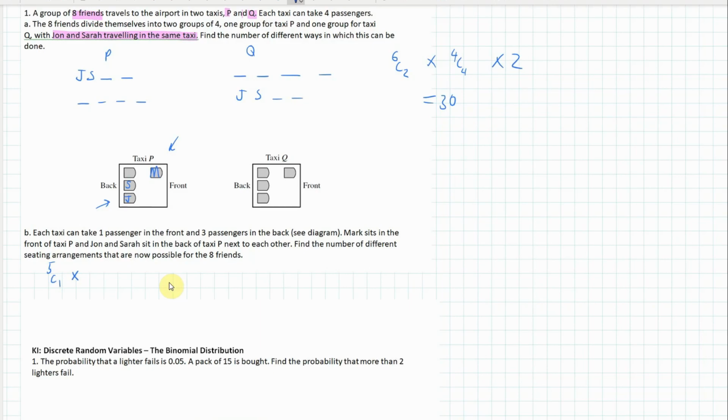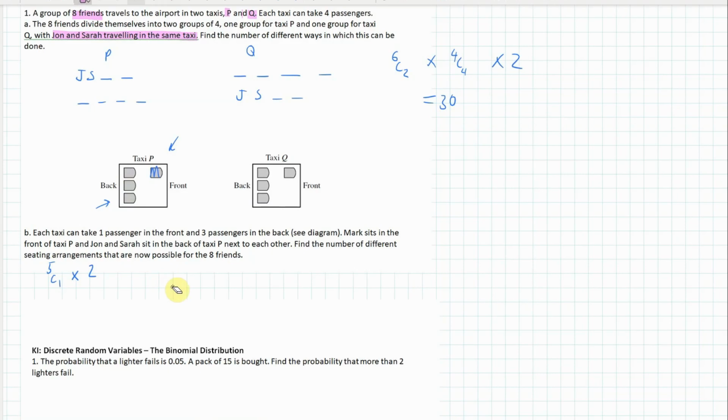I think times 2, right? So we could have John and Sarah. Let's just delete this out. We could have John and Sarah in these ones, which would mean the other Larry is there. So that's one way, right?